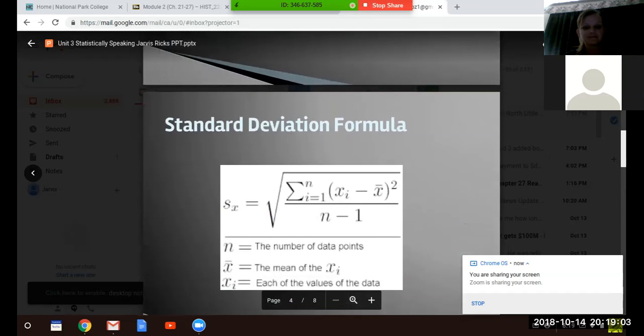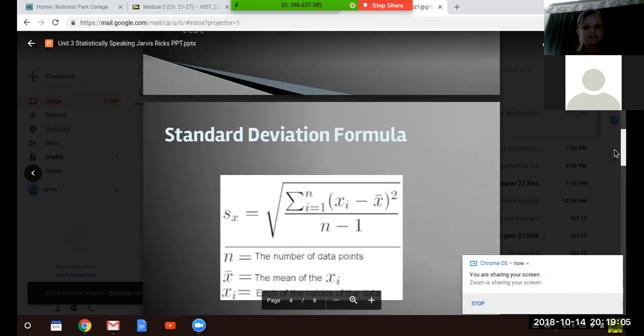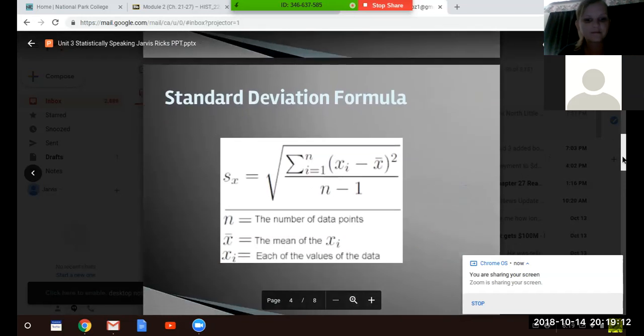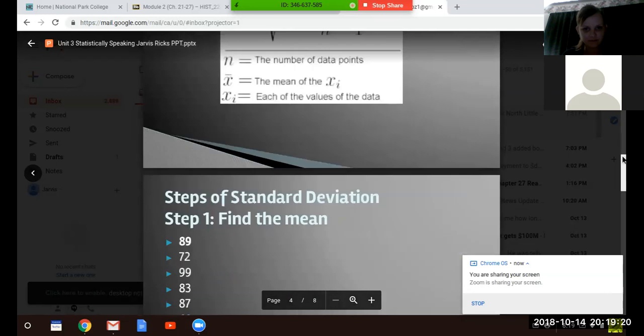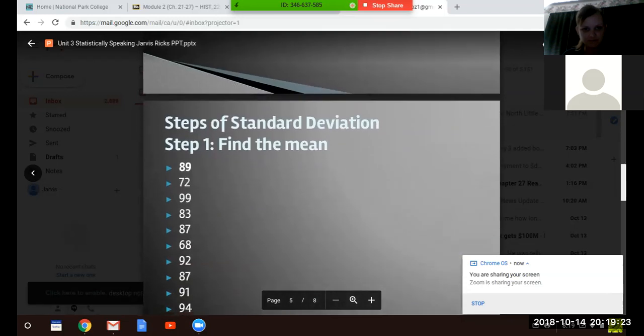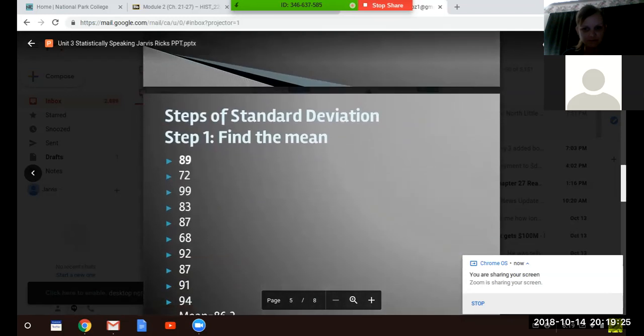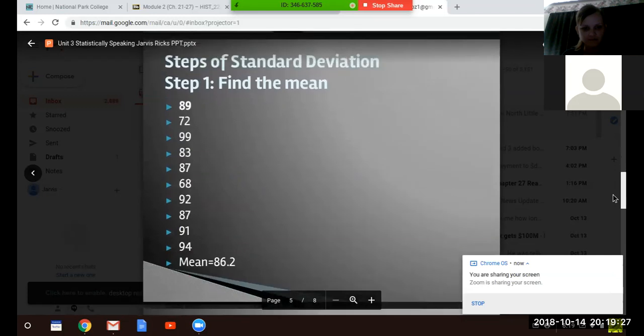Okay, to calculate standard deviation, there is a large formula that can be broken down into a few simple steps. This is the formula that y'all can use, but if you don't want to do this, it can be broken down into simple steps. I'm going over it step by step. Okay, and the first step is you find the mean of the data set. So that means you add up all the numbers and you divide it. You add up all these test scores and then you divide it by how many numbers there are. How many test scores were there?